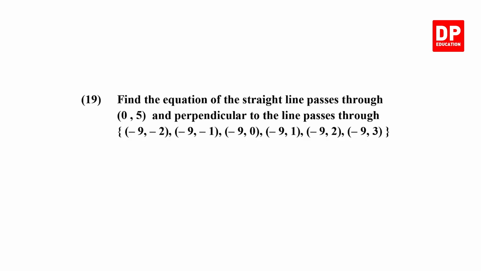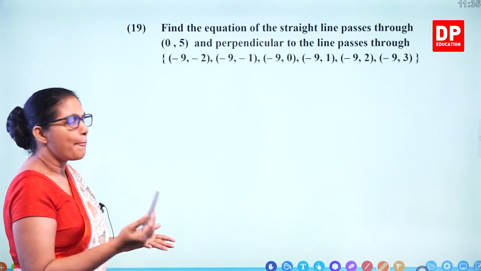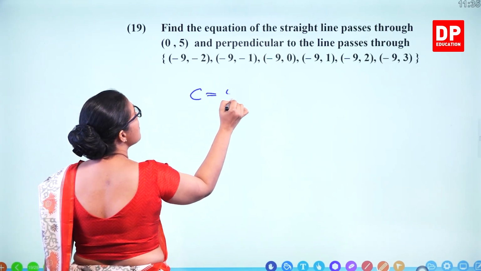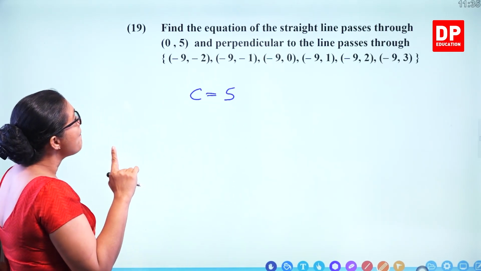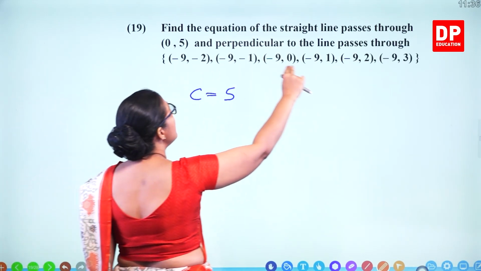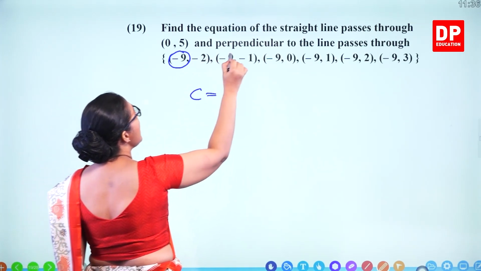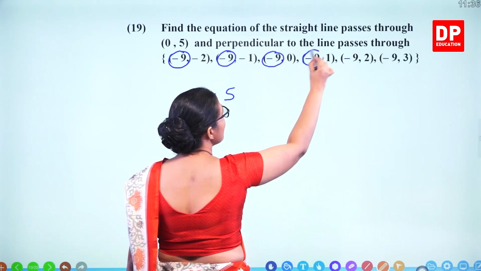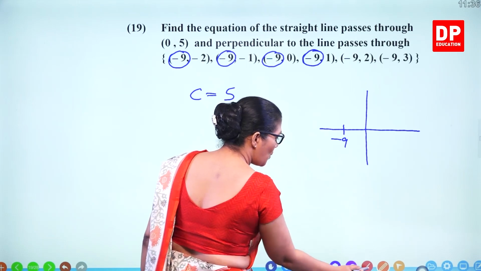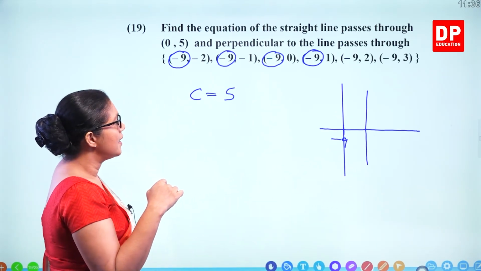Question number 19. Find the equation of the straight line that passes through 0, 5. When x equals 0, y is 5, which means the y-intercept is 5. And it is perpendicular to the line that passes through this. So what is this line? Minus 9, minus 2. Minus 9, minus 1. Same x value. Same x value means this is minus 9. That's a vertical line passing through minus 9.